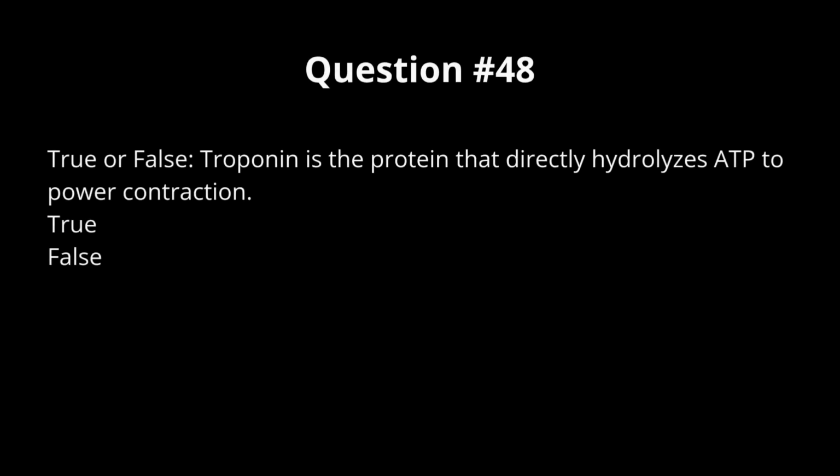Question number 48. True or false? Troponin is the protein that directly hydrolyzes ATP to power contraction. The correct answer is false. Myosin ATPase hydrolyzes ATP, while troponin regulates calcium binding and movement of tropomyosin.